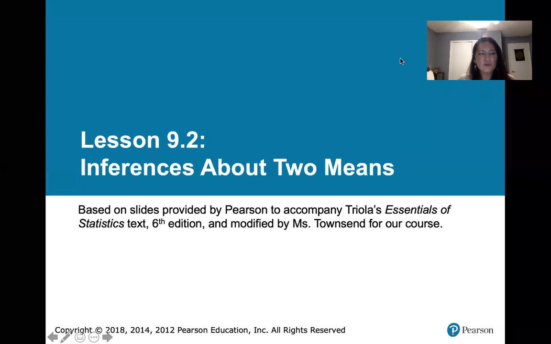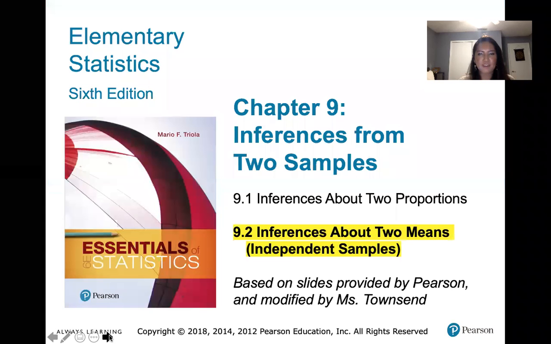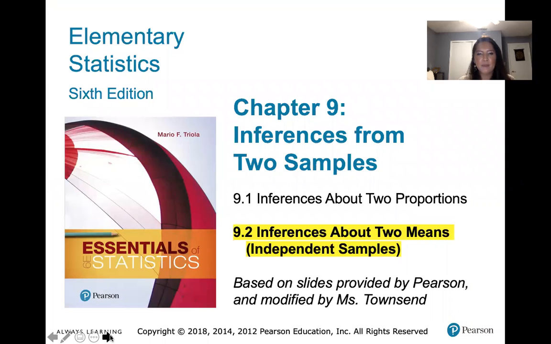This video is an overview of lesson 9.2, which is about making inferences about two means. These slides are based on slides provided by Pearson to accompany our textbook and then modified by me for our course. This is the second of two sections from chapter 9 of Essentials of Statistics, 6th edition by Mario Triola, that we will be covering in our class.